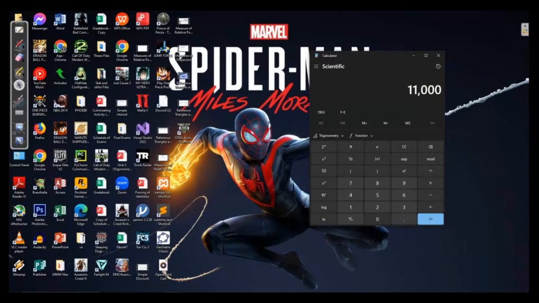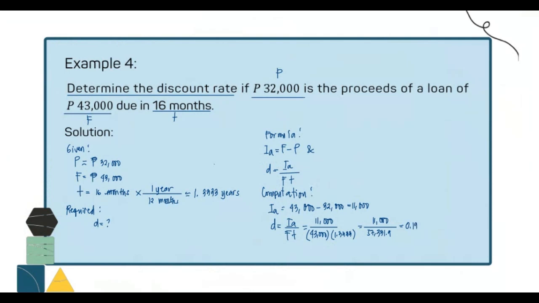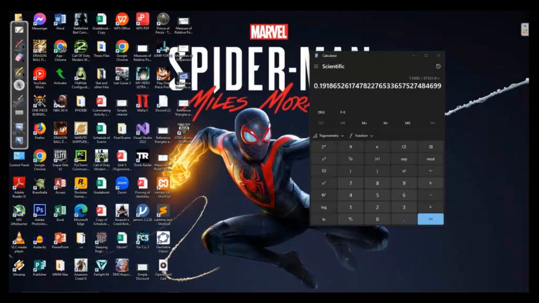So 11,000 divided by 57,331.9 would give us 0.19186. We could just settle for 0.1919, and we could make use of that. Again, this value is in decimal form, and you wanted it to be expressed in percentage form. If you want to do that, we multiply this decimal value by 100%. If we multiply that by 100% now, it would give us 19.2.